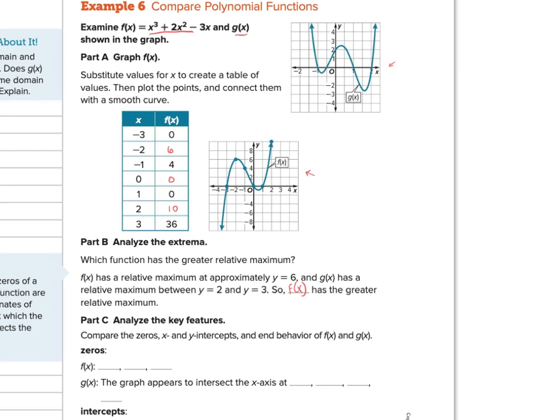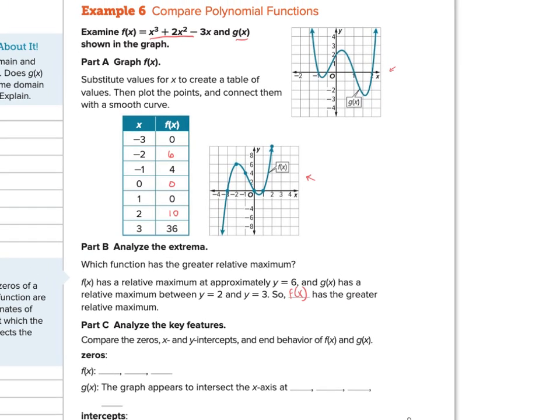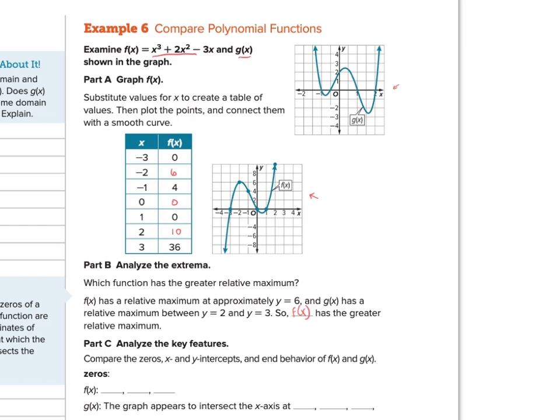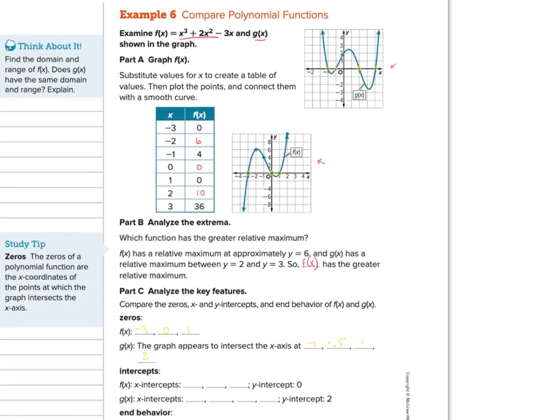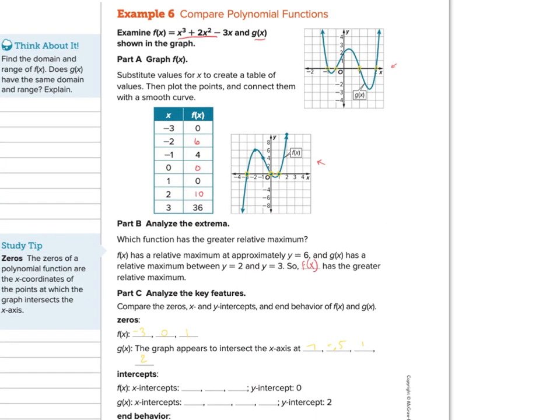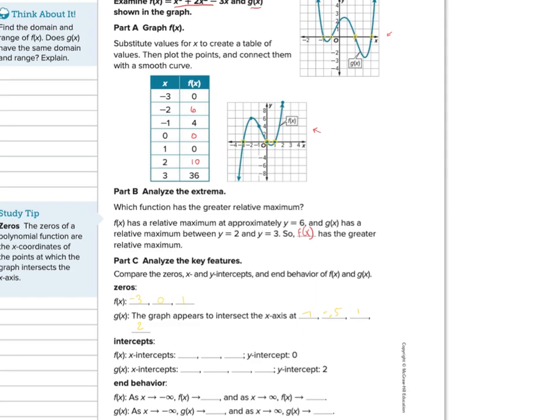Comparing the zeros, x-intercepts and y-intercepts, the end behaviors. The zeros of f of x, I have -3, 0, and 1. Those are my zeros. For g of x, you have -1, -0.5, 1, and 2. The x-intercepts are going to be the same. Those were my zeros.